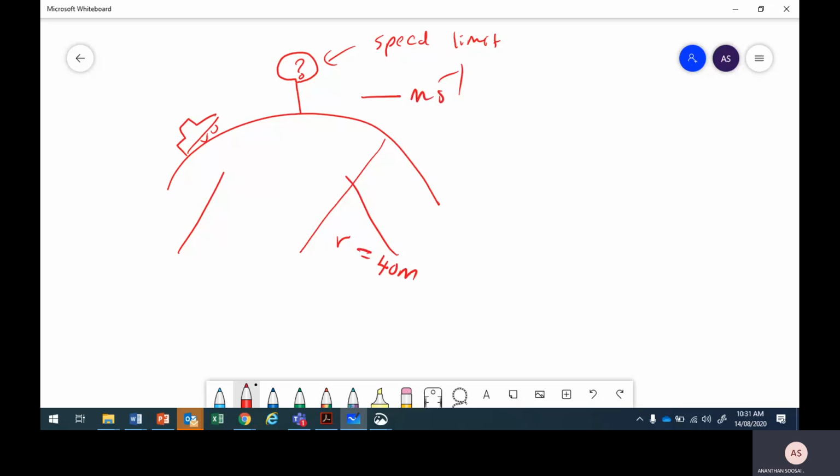You have to figure out: is it the mass of the car? If a lorry and a car go onto that bridge, do they have different speed limits? It will be revealed when you form the equation.